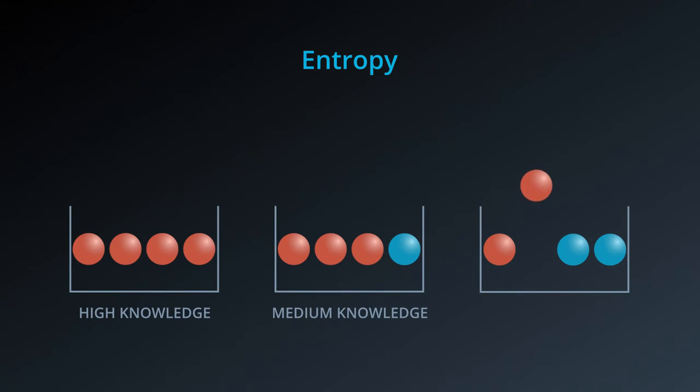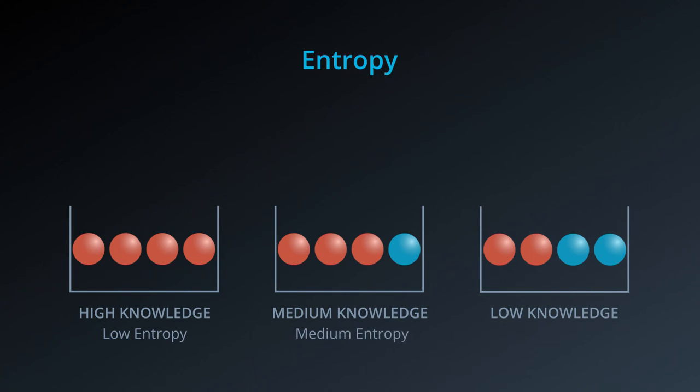In the third bucket, we know much less, since it's equally likely to be blue or red. So here we have low knowledge. And it turns out that knowledge and entropy are opposites. The more knowledge one has, the less entropy, and vice versa. Thus we conclude that the first bucket has low entropy, the second one has medium entropy, and the third one has high entropy.